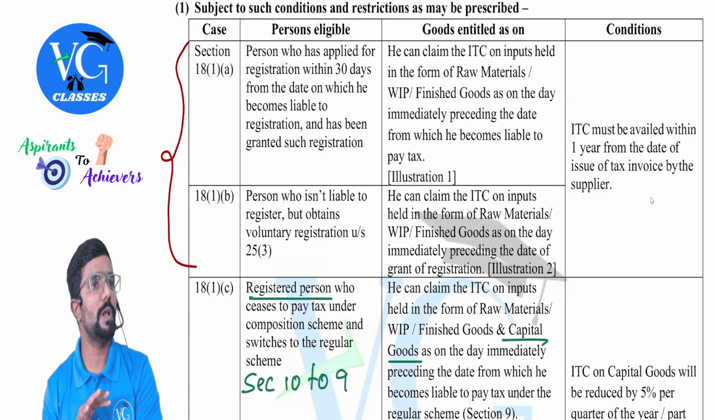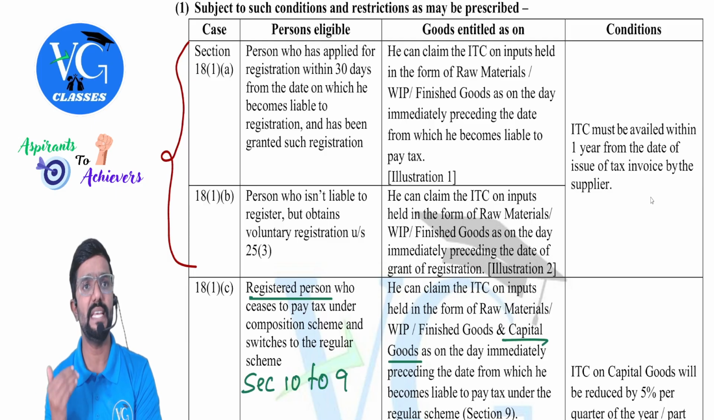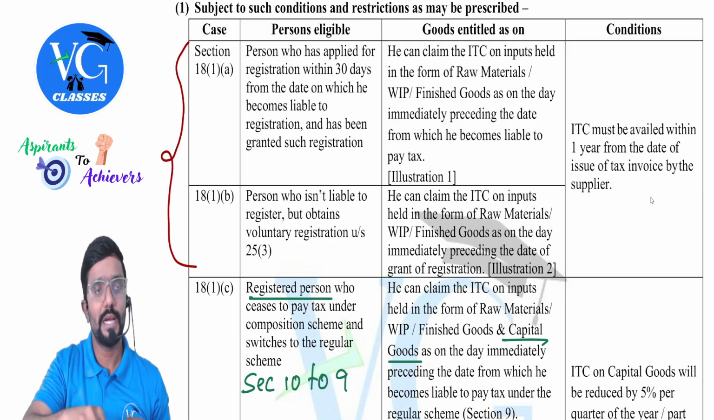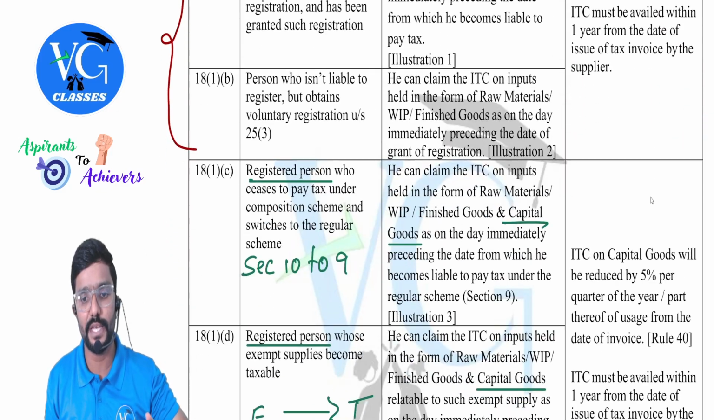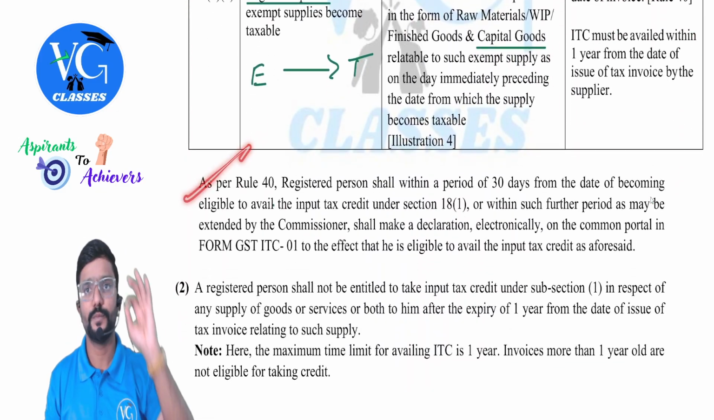Is it common for all the special cases? 18(1)(a), (b), (c), (d). Yes, it is common. Clear? Please be careful. Guys, listen. You don't get confused. This is common for all four. You can see below also I have given. Even this is common for all four.